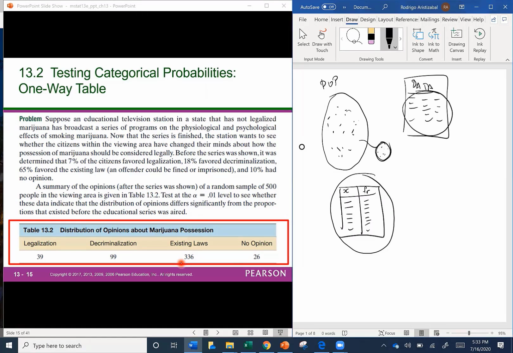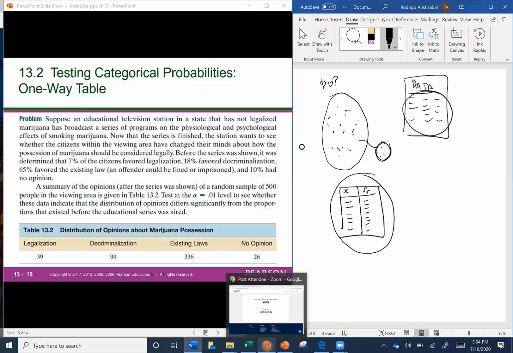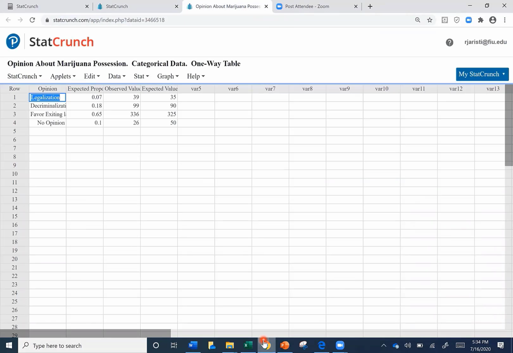I recommend doing this problem using technology. You don't need to know how the process works in detail. It's possible that you don't understand, but you can use technology and obtain the answers. First of all, let's send this data to StatCrunch. That is my data. We have the observed values 39, 99, 336, and 26.